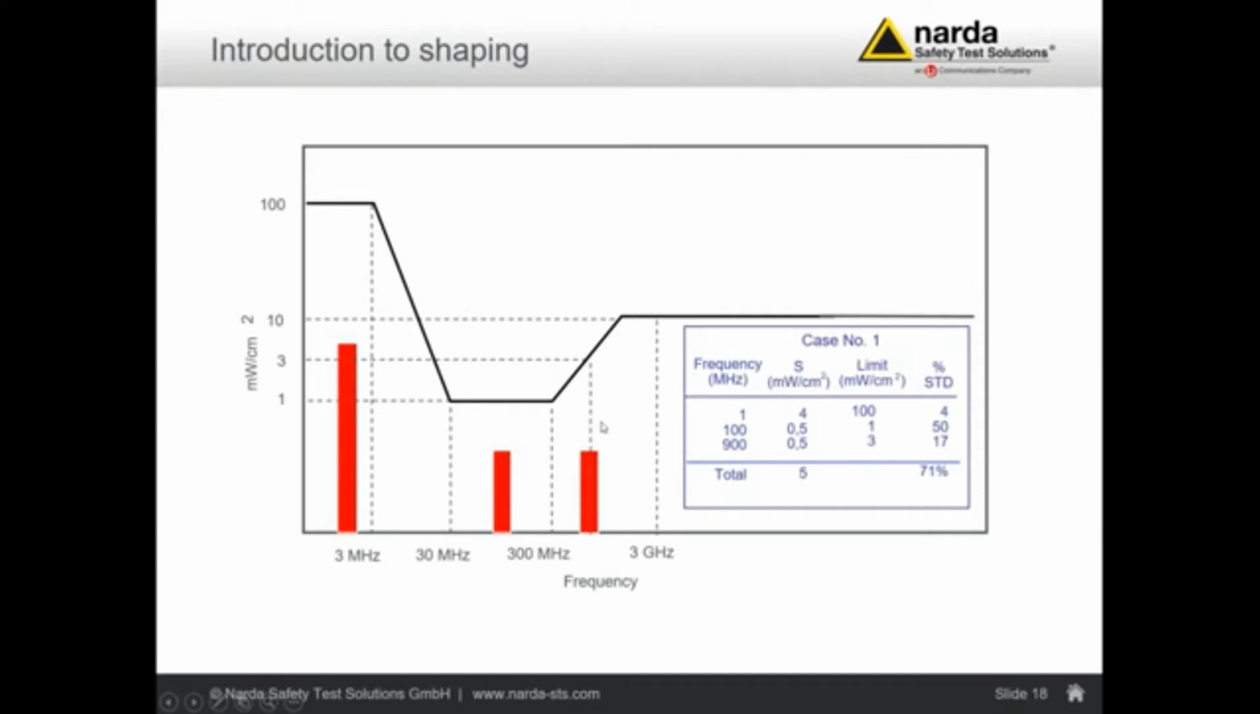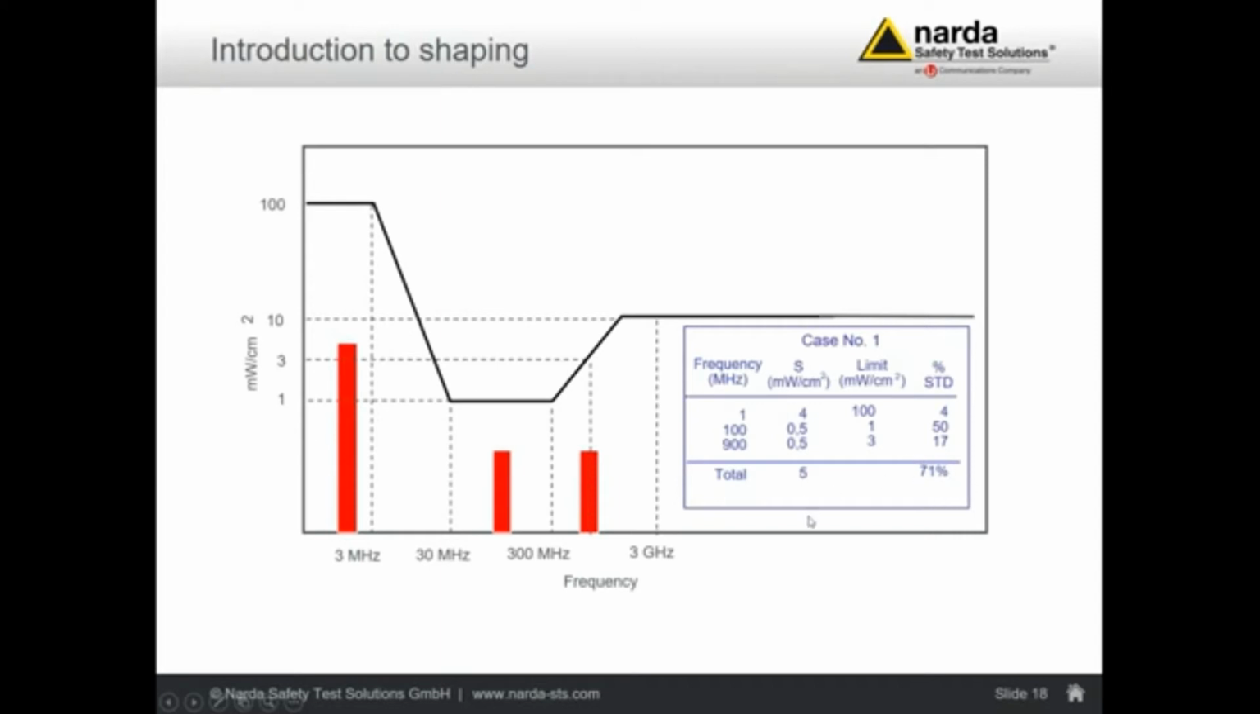So this is something which will be taken into account with so-called shaped probes or shaped measurements. So then you take into account, for example, the 4 milliwatts per centimeter square. The limit value here is 100 milliwatts per centimeter square. This means this is 4%. This here is 50%, and this here, the 900 megahertz, is 17%. So in total, we have 71% of standard. Means it's telling us we are below limit value. We are on the safe side. So 5 milliwatts, I don't know. 71% is a clear indication.